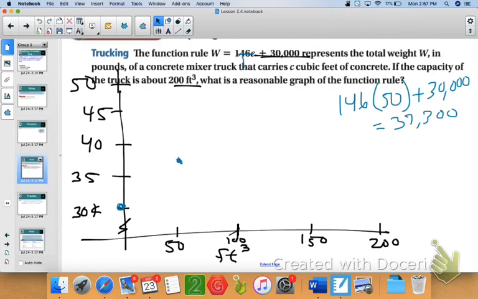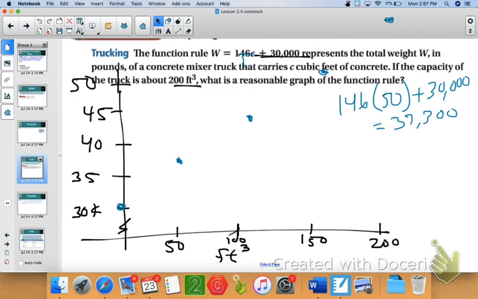Okay, and then I plug in 100. I'm not going to write it out, I'm just going to do it on the calculator. I get 44,600, so that's going to be just below 45. So about right there. If I plug in 150, so 150 times 146 plus 30,000, it's just under 52, so 51,900, so just like up here. And then 200 is the max, so 200 times 146 plus 30,000 is almost 60, so it's like up here.